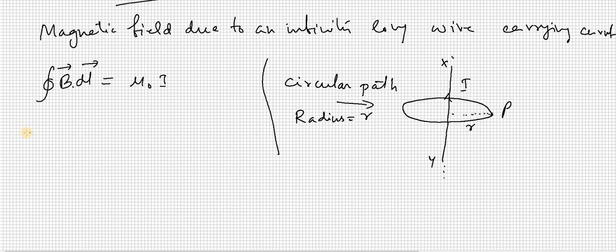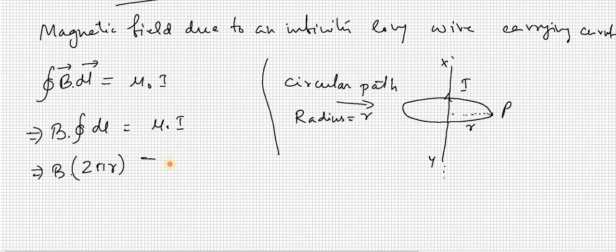If we integrate it, B is constant, so we can write B times the closed integration of dl equal to mu naught I. The closed integration of dl is nothing but the circumference of the circle, so B times 2 pi r is equal to mu naught I. Thus B is equal to mu naught I divided by 2 pi r. This is the same expression that we have already derived using the Biot-Savart law.